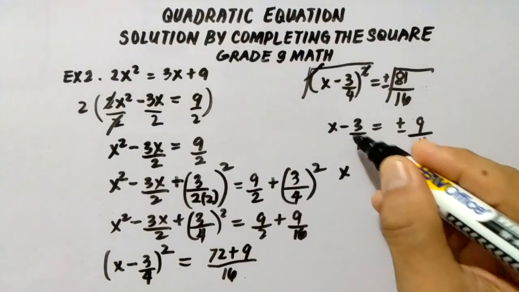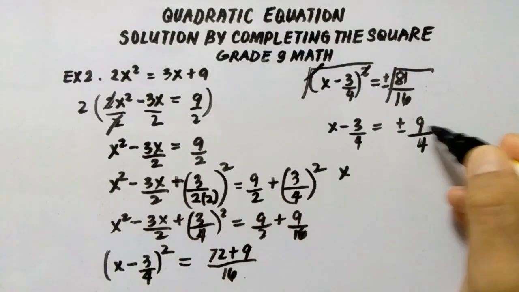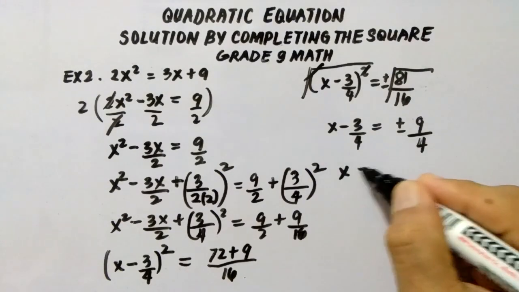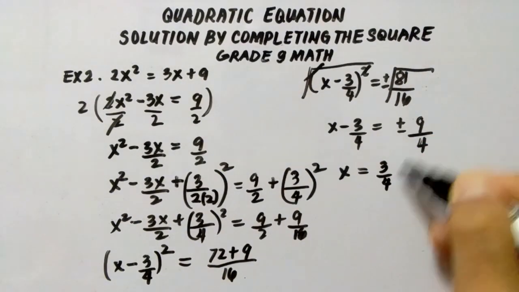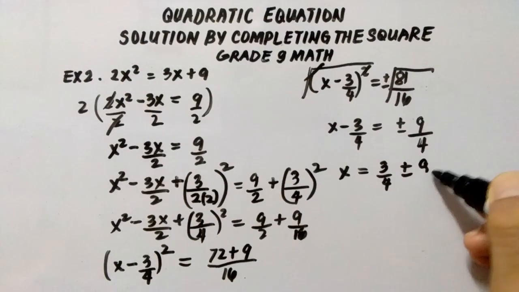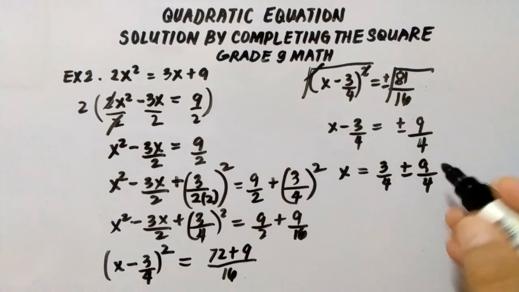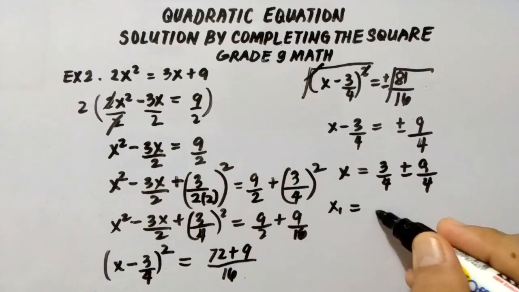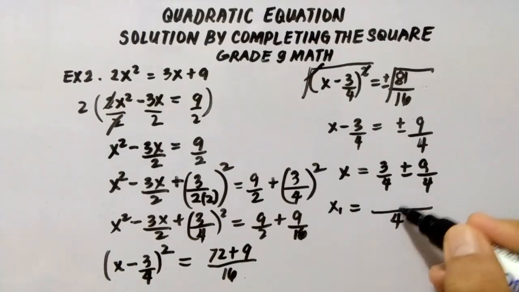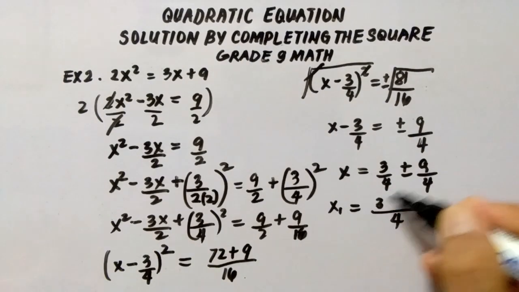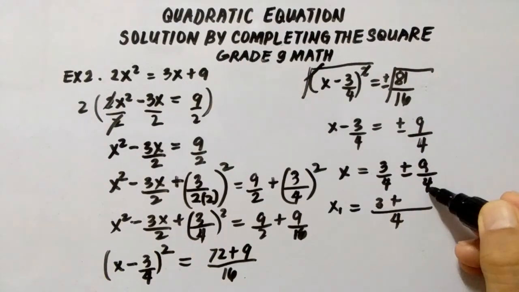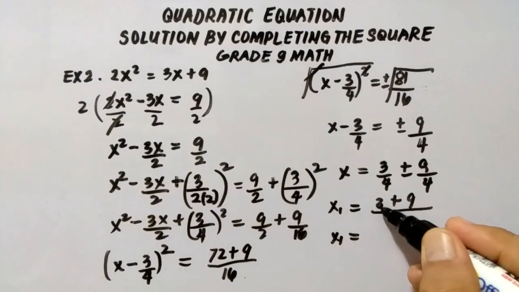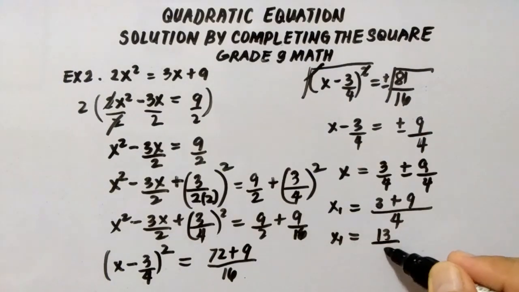So, x, okay, so transpose po natin yung negative 3 over 4 dito po sa right side. So, magiging positive 3 over 4 na po ito. So, equals positive 3 over 4, then plus, minus 9 over 4. Okay, so pwede na po nating isolve yung x of 1 dito. Okay, so x of 1 is equals to, so ang least common denominator natin is 4. So 4 divided by 4 is 1 times 3, so we have 3. So unahin po natin yung plus. Then 4 divided by 4 is 1 times 9, so we have 9. Okay, so x of 1 is equals to 3 plus 9, we have 13 over 4.